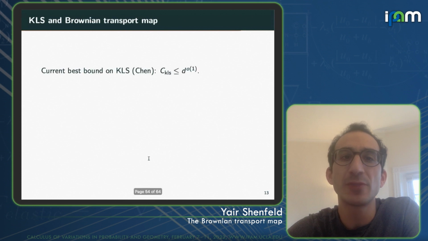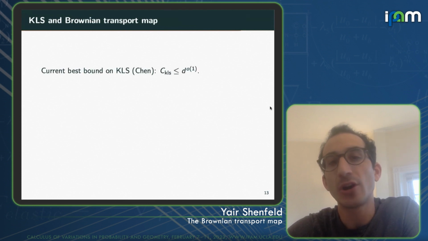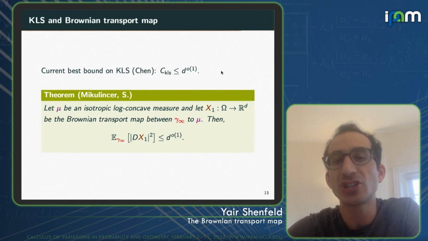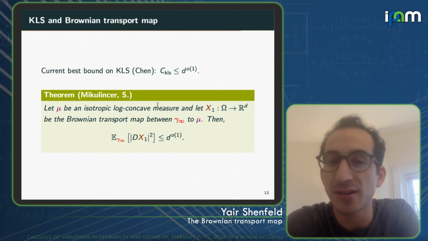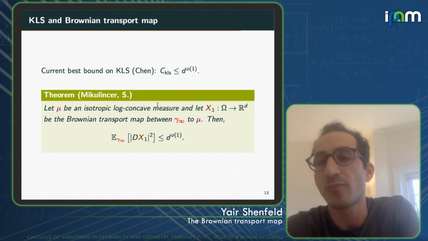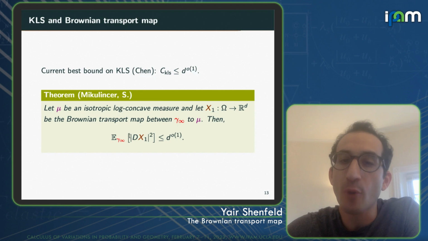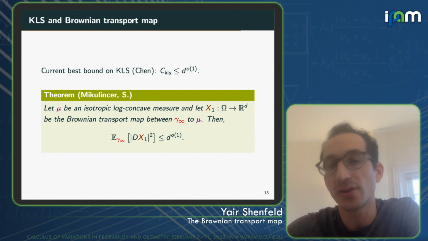So what is the connection between KLS and the Brownian transport map? Well, the current best bound on KLS due to Chen is almost a constant, but not quite. But then what we can show is that if you take mu to be isotropic and log-concave, and you take again X1 to be the Brownian transport map between the Wiener measure and mu, then you get exactly the same order of Lipschitz constant, meaning using the Brownian transport map, you can recover the result of Chen.